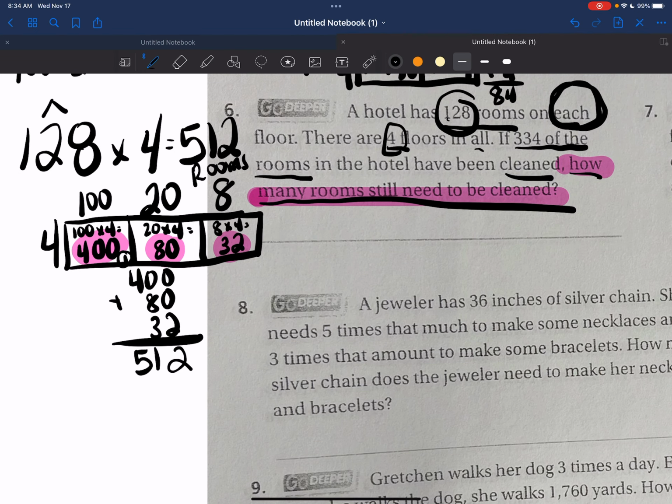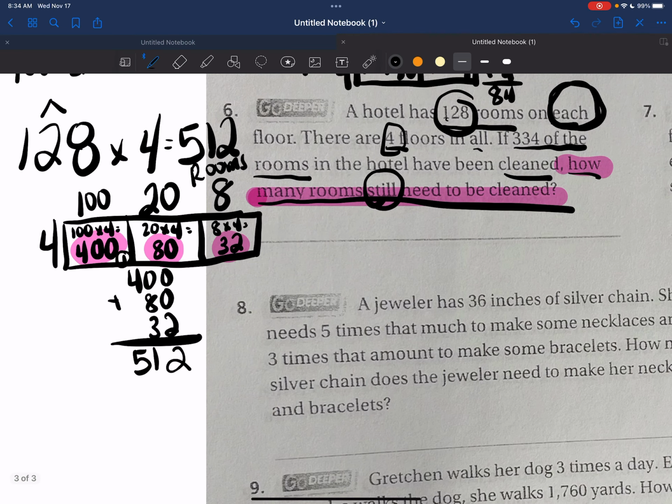The question says how many rooms still need to be cleaned. This is where your 2 steps come in. We know that there's 512 rooms in this hotel, and we know that 334 of them have been cleaned. Let's think this through. Would it make sense to add these two numbers together? If we do that, our total is going to be larger than the amount of rooms that we have in the hotel, so that doesn't make sense. Instead, we need to subtract.